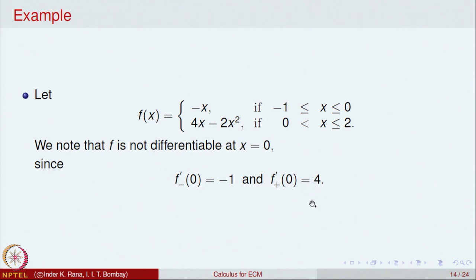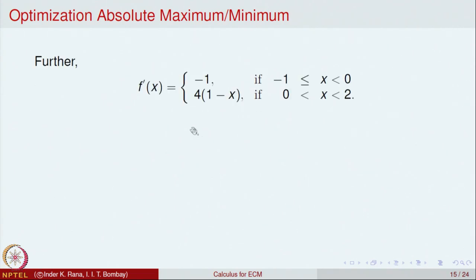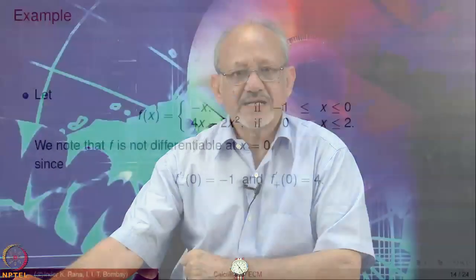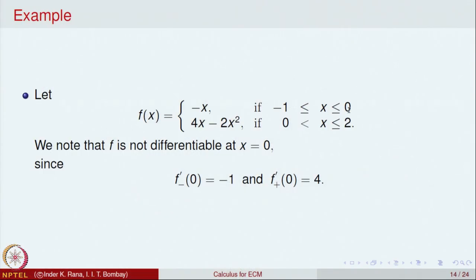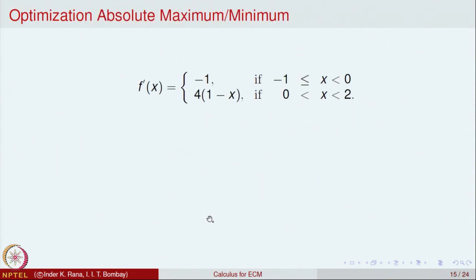Now, at all other interior points we have to find the derivative and put it equal to 0. We saw that the left hand derivative is minus 1 and the right hand derivative is equal to plus 4. So, that is fine. Now let us look at the derivative. The function was defined as minus x in the interval minus 1 to 0. At 0 we are discarding, because that is the point of non differentiability. So, in the open interval minus 1 to 0, the function is differentiable and the derivative is equal to minus 1.